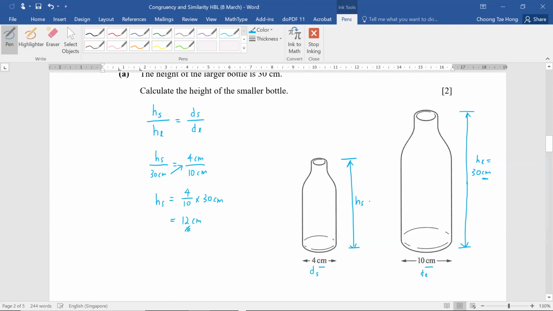So the height of the smaller bottle is going to be 12 cm. Remember, if you are talking about a ratio of height, it's going to be equal to the ratio of diameter because all these quantities are lengths. If you forget, you just look at the power of the unit. The unit is just cm, it's not cm square or cm cube. If it's just cm, it means it's cm to the power of 1. That means it doesn't require any squaring or cubing when formulating the equations for the relationship between the ratios.